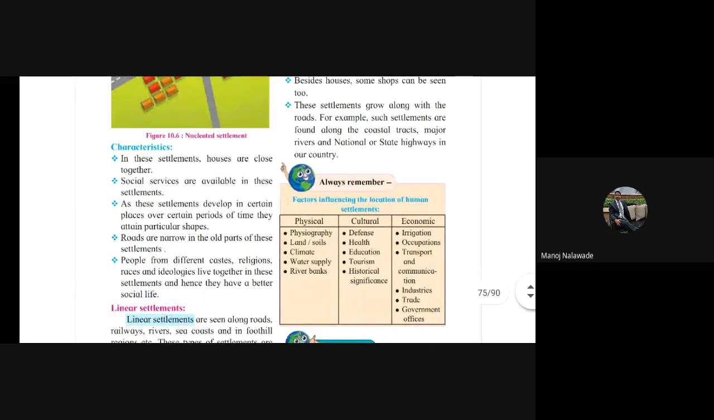People from different castes, religions, races, and ideologies live together in these settlements, and hence they have a better social life. Let's take the example of Pune city. People of different castes, religions, races, and ideologies have come together. They have settled over there for a long period of time. Hence they have a better social life because they exchange their ideologies, their culture, and their skills with each other. That's why there is a good social life.